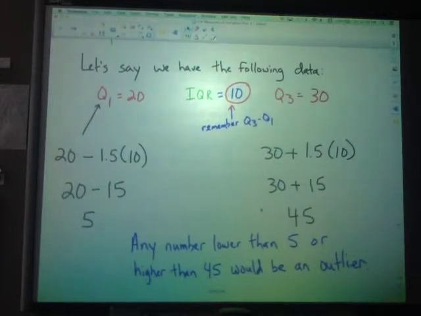On the other side, notice I have the Q3 plus 1.5 times 10. 30 plus 15 is 45. So if I looked at my original set of data and I had a number that was greater than 45, that number would be considered an outlier. Okay? And then down below I kind of explained it in words. Any number lower than 5 or higher than 45 would be an outlier.